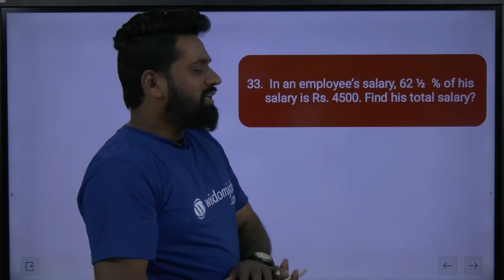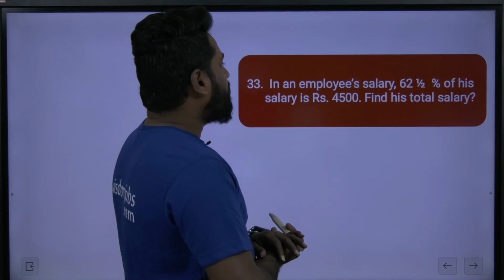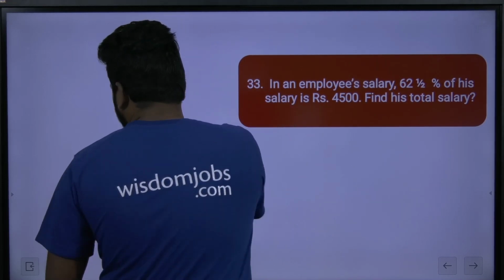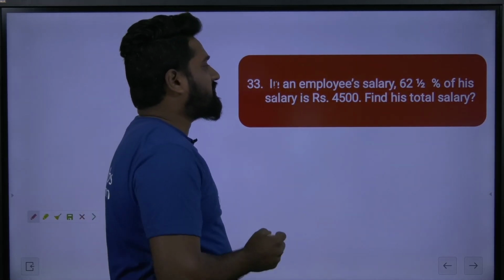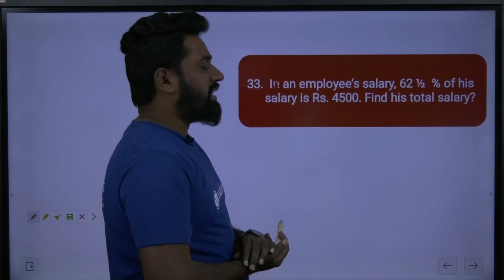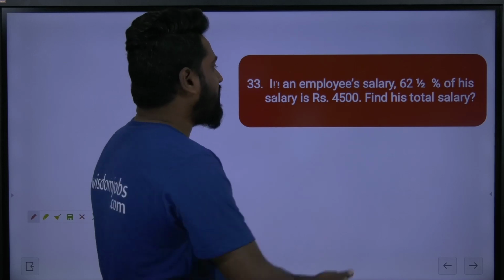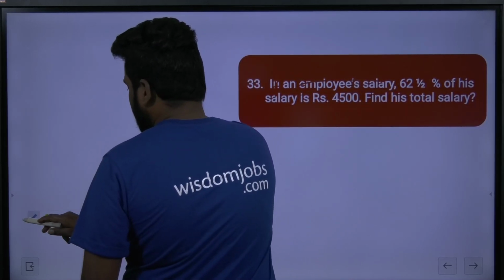So observe here, this is also based on the same idea. If an employee's salary is 62.5% of his salary. So out of an employee's salary, 62.5% of the salary is given. Is it clear?